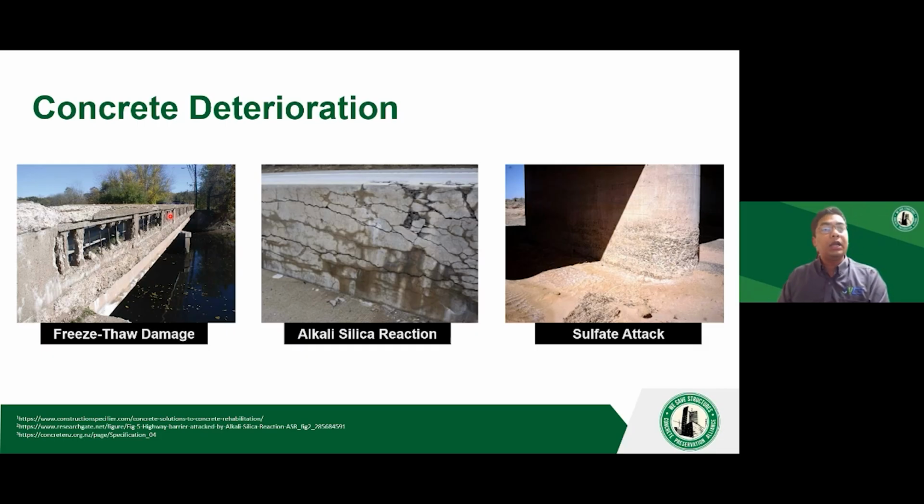Second issue we often run into is alkali-silica reaction, where you have siliceous aggregates in your concrete mix, and you have a high alkali content in your concrete or in your cement. And when you have a lot of moisture, you form a reactive gel. A byproduct of the ASR is a gel, which is very expansive in nature, and that results in cracking of the concrete.